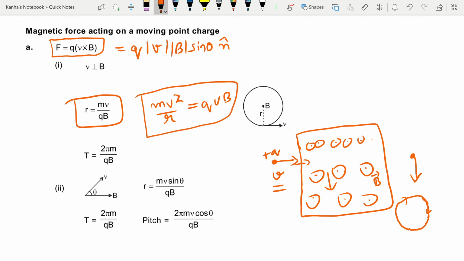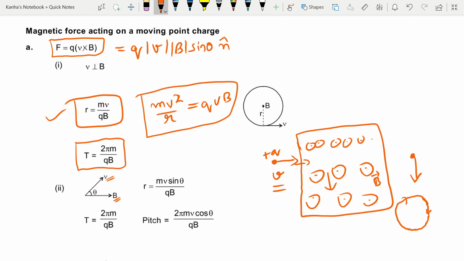So your centripetal acceleration is given by this. You can easily find the radius through it. Similarly, you can find the time period of the motion of the point charge, which is given by 2 pi m by qB. Okay.